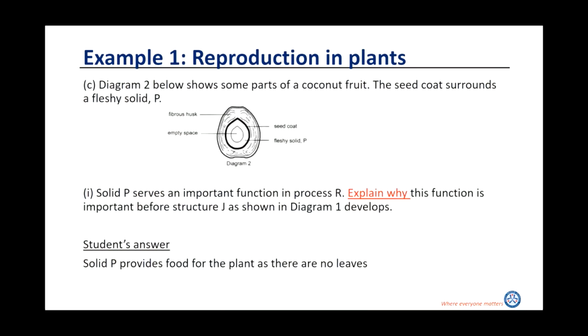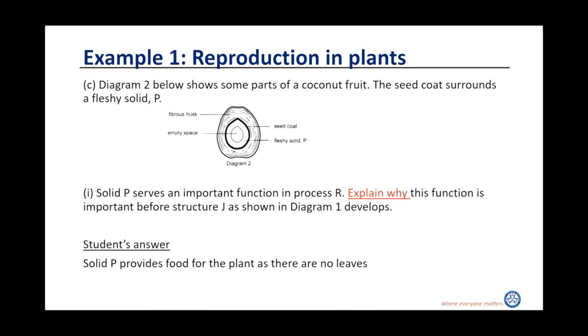Let's take a look at part C of the question. Diagram 2 below shows some parts of a coconut fruit. The seed coat surrounds a fleshy solid P. Solid P serves an important function in process R. Explain why this function is important before structure J, as shown in diagram 1, develops.